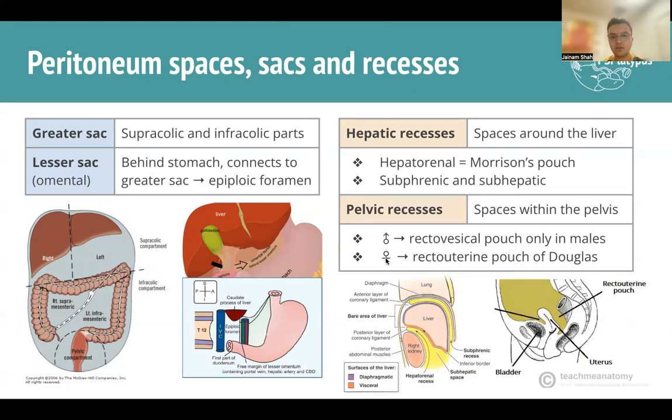With females, they have 2 main pouches. The main one that they will actually get accumulation in, though, is the rectouterine pouch. It's also called the pouch of Douglas, and it's much deeper than the other pouch, which is the uterovesical or vesico-uterine pouch. So the other one here, as you can see, is a lot less deep, and it's a bit more shallow.